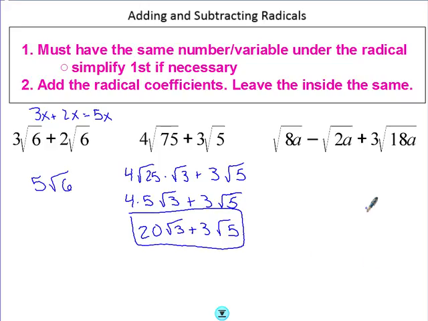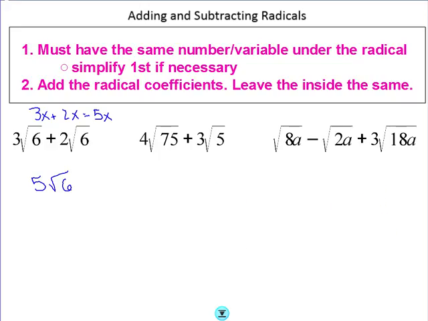Alright, here again we have 8a, 2a, and 18a under the radicals. None of those are the same, but I can simplify and see if they end up the same. I'll erase over there so I have a little bit more room. So 8a, I can break that apart as the square root of 4 times the square root of 2 times the square root of a. The square root of 2a, there's nothing I can simplify there. And then 18a, I would have the square root of 9 times the square root of 2 times the square root of a.